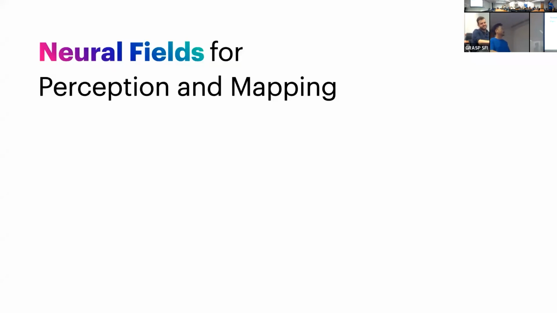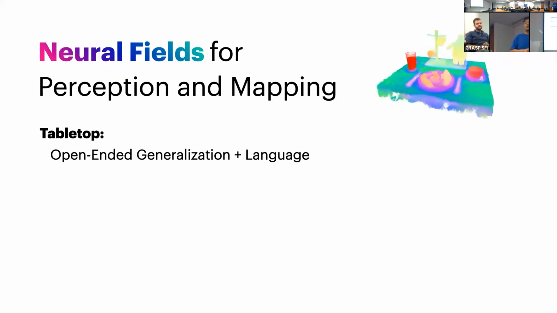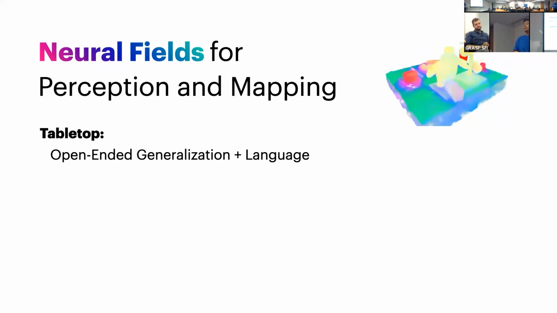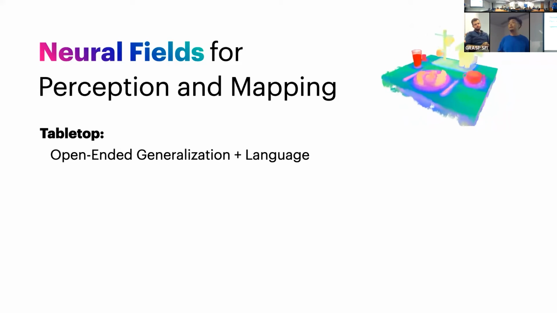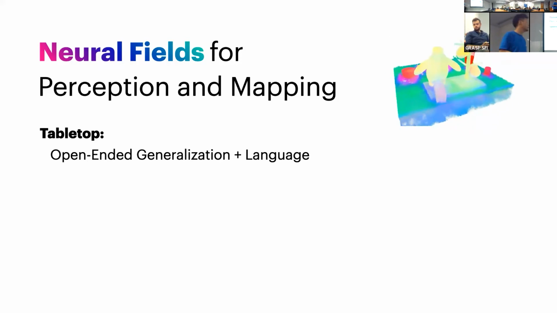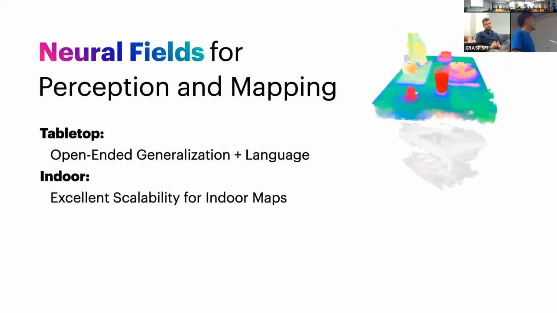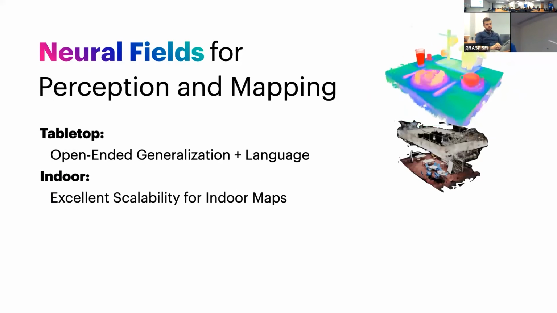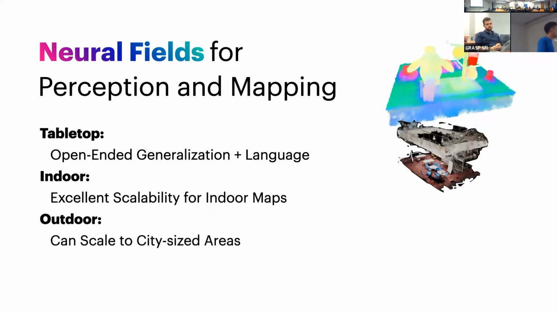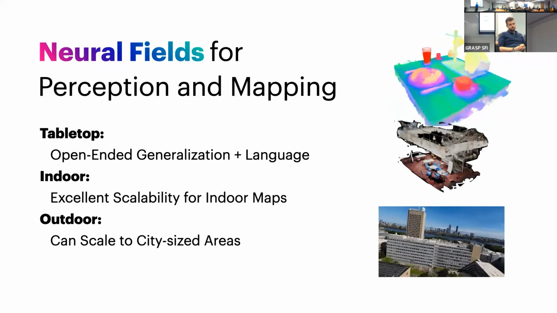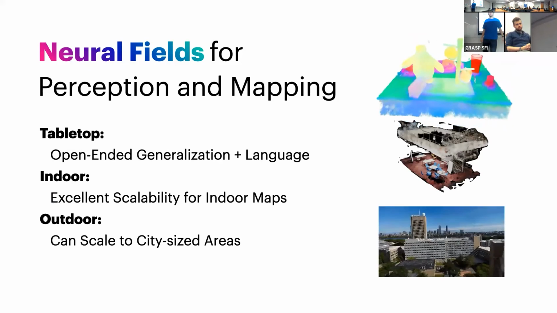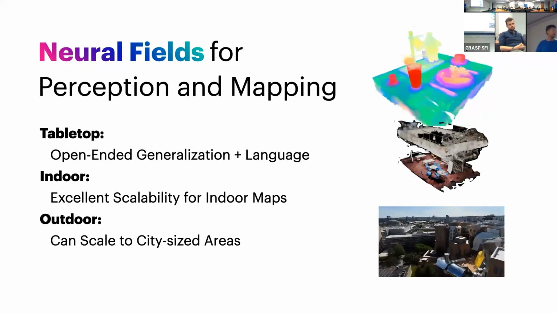Cool. So that was using neural fields for perception and mapping. What have we covered? We showed that on tabletop scenes, we can use this to enable open-ended generalization, like open-vocabulary grasping and placing. For indoor scenes, we're able to capture fairly large spaces. And for outdoor scenes, we can potentially scale this to much larger areas like a city. We use this to build indoor and outdoor maps.